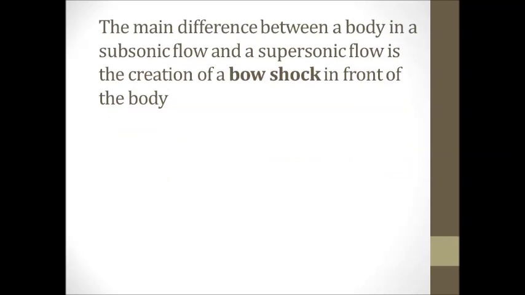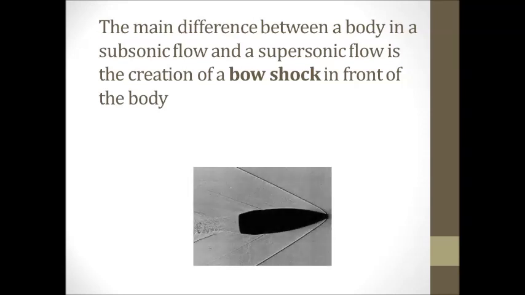The main difference between a body in a subsonic flow and a supersonic flow is the creation of a bow shock in front of the body. Here is a picture of a body going through a supersonic flow. You can clearly see the bow shock forming around the tip of the object.